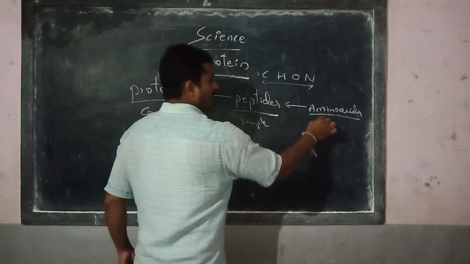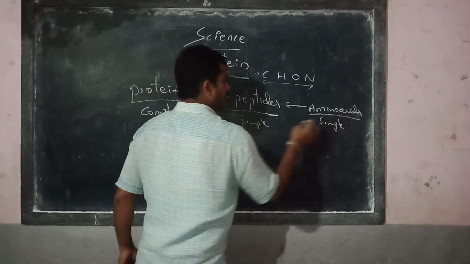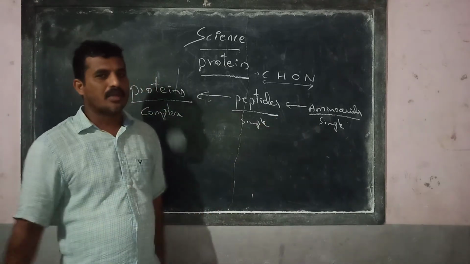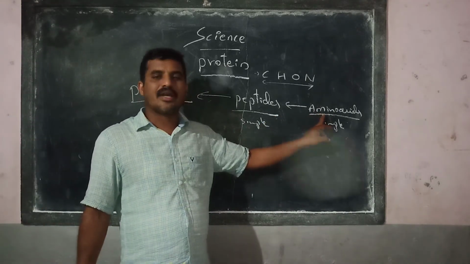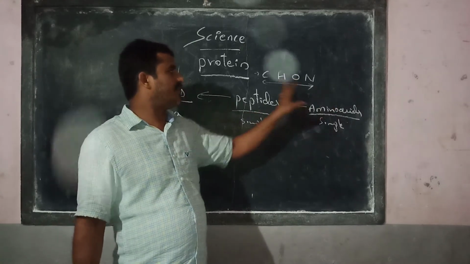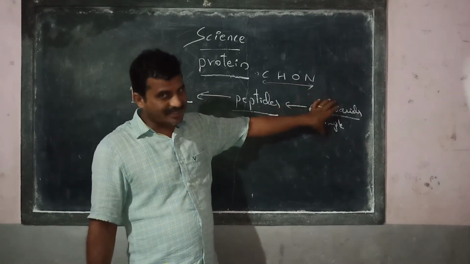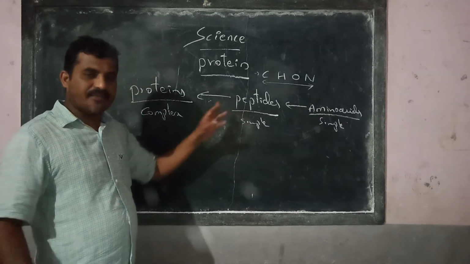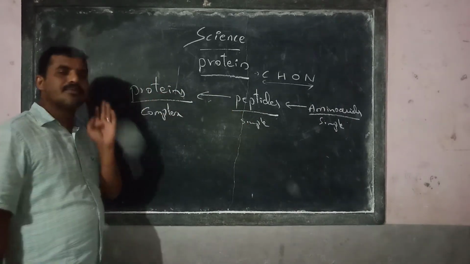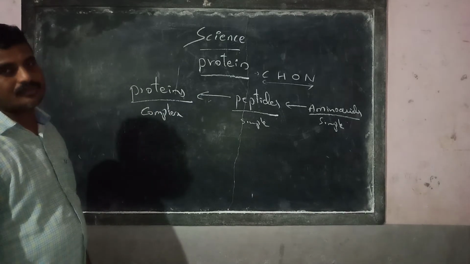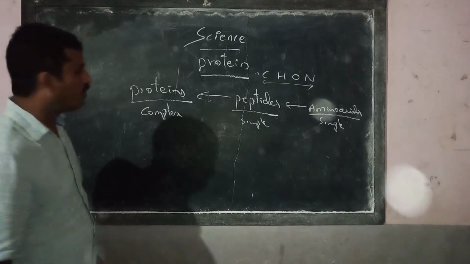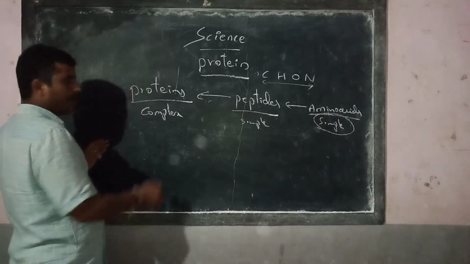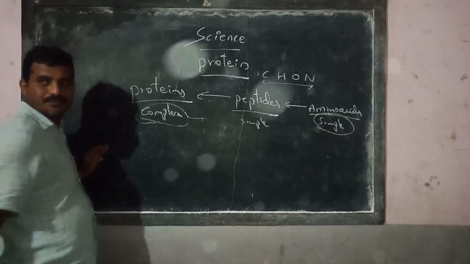Now, amino acids are simple when compared with peptides. Amino acids are a single unit only. A single molecule, if it is there, it is an amino acid. If a single molecule is made with carbon, hydrogen, oxygen and nitrogen, it is an amino acid. If two or more amino acids are gathered, it is a peptide. If two or more peptides are gathered, it is a protein. So when compared with proteins, amino acids are simple. Proteins are complex.